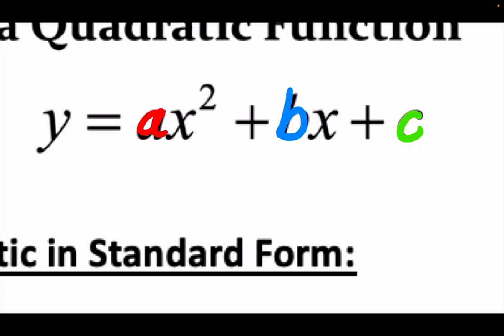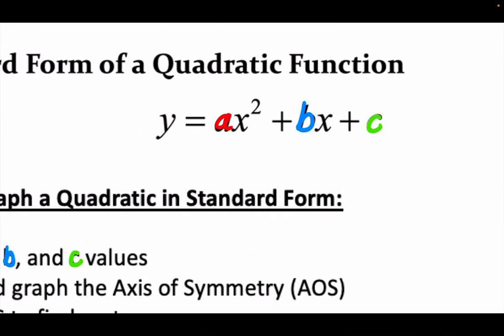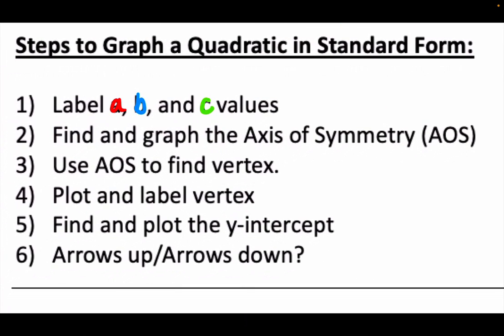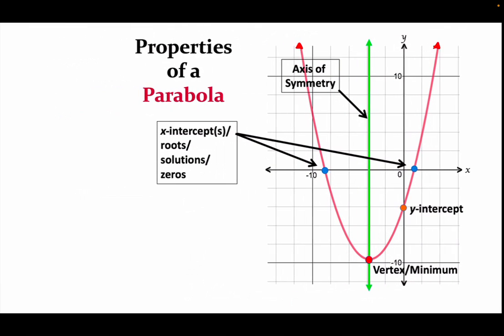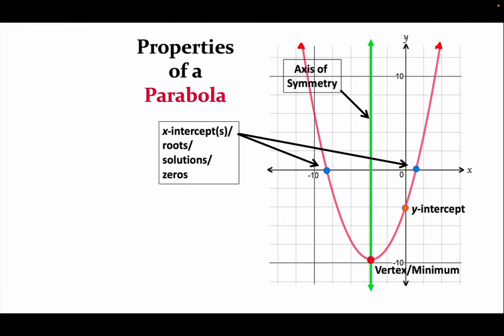Okay? So what are we going to do today? Well, we're going to do these 6 things. I combined 2 and 3 on the board, so that's why there's only 5. We're going to look for these parts that we saw last time. This was our notes the last time. Axis of symmetry, y-intercept, vertex, maximum, minimum. All of those things we're going to look for today.